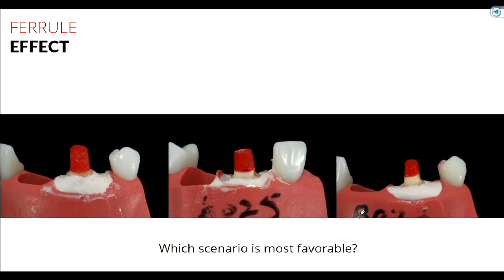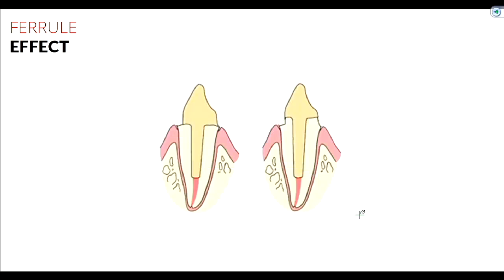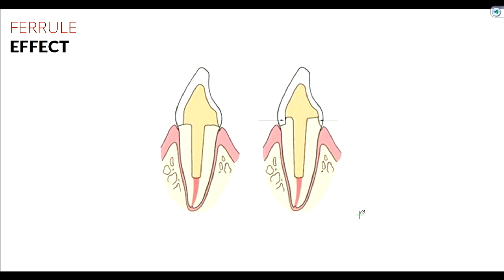Let me just illustrate that point. The one on the left shows that the whole axial wall was all buildup material, whereas the one on the right shows a little bit of tooth structure that the crown can hug or hold on to. And again, the question is, what's that minimum height of natural tooth structure that you want? We would call that the ferrule effect.